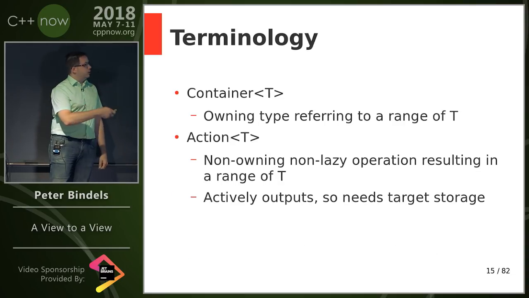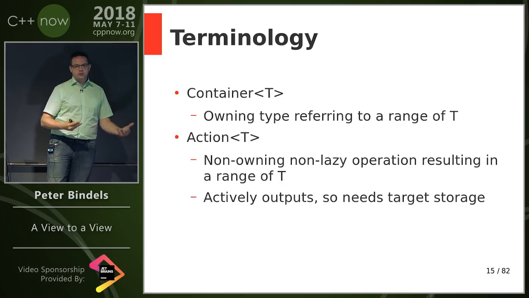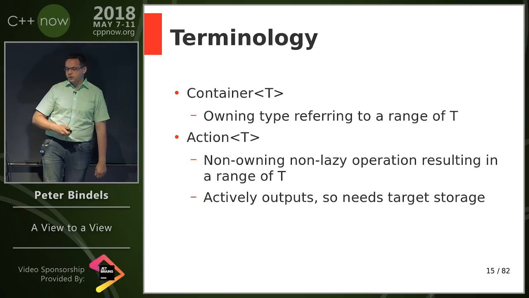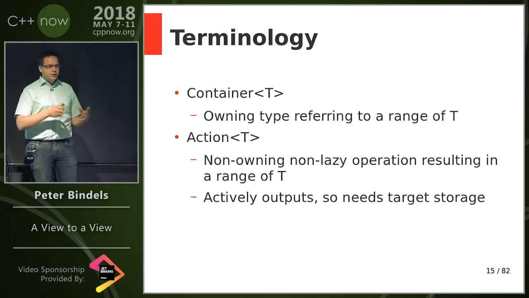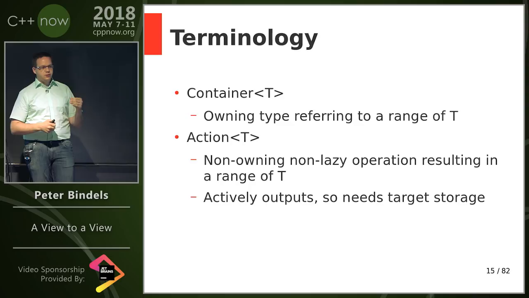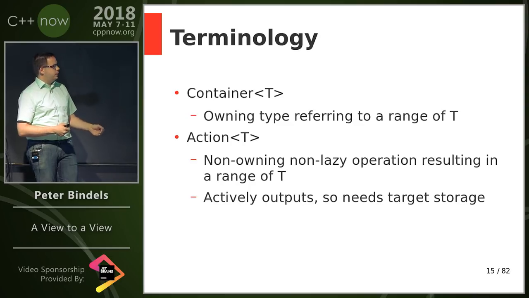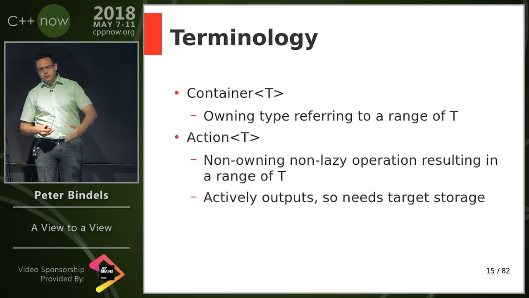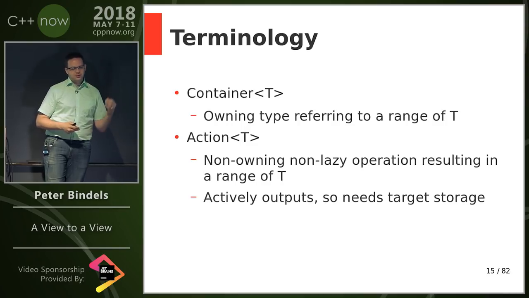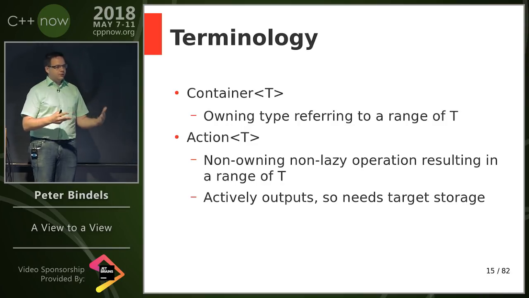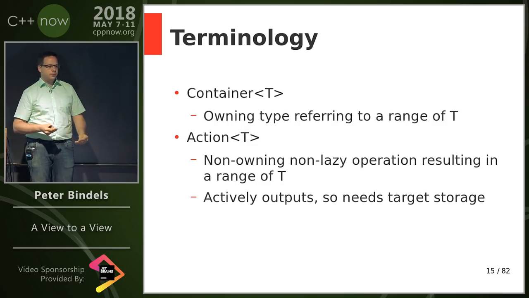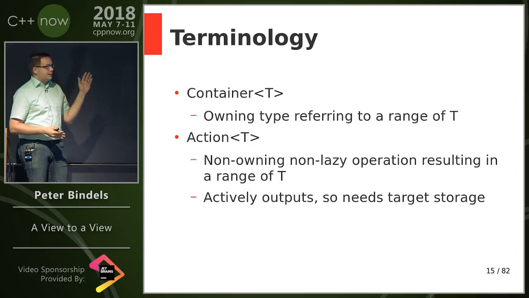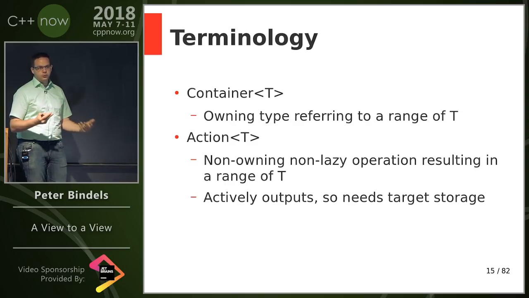And beyond that, we have a container, which is an owning thing like a view, except that it stores things. And we have an action, which is like a view, except for some reason it's not efficient to do it as a view, which means that it results in a range of T. It does the same kind of thing that a view does, except it has to actively move things to a new storage location. And in some cases, this is the only way to do something. For some algorithms, it's impossible or practically impossible to do as a view.